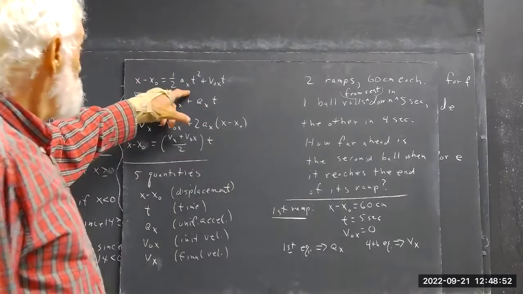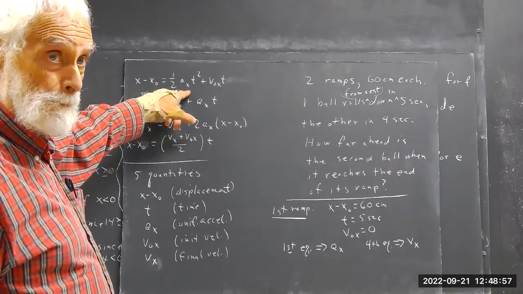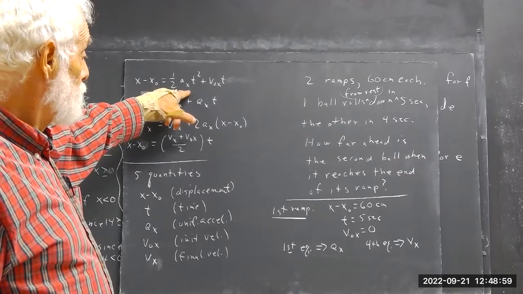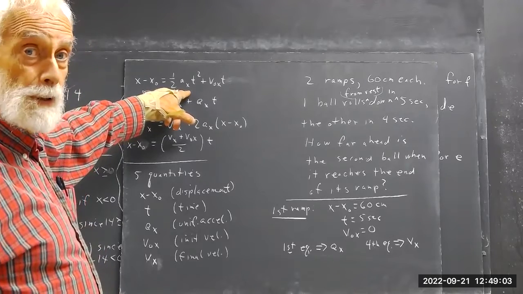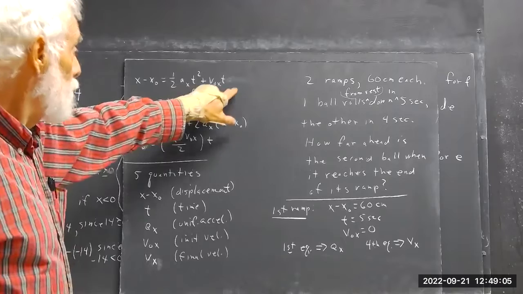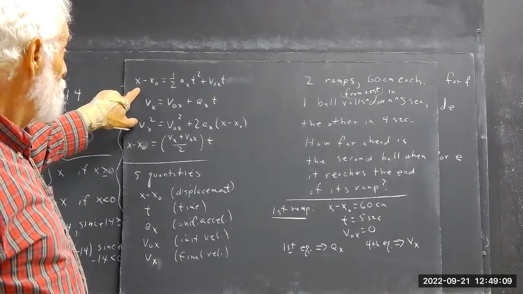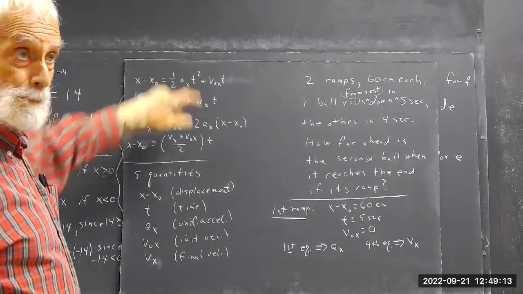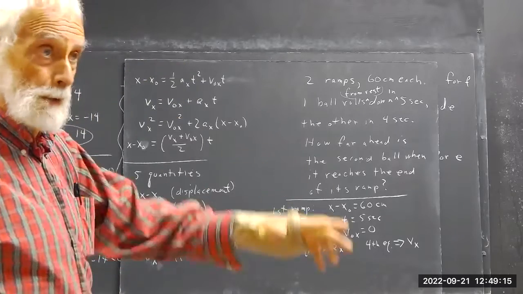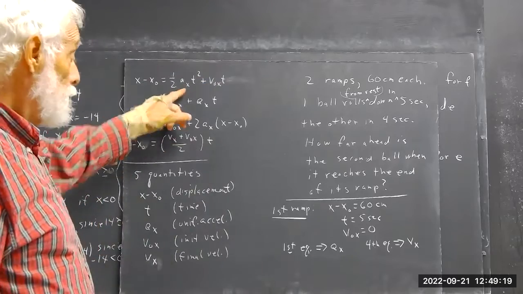Well, first of all, we solve this equation for ax. So solving this equation for ax, how do we solve it? Well, we subtract V naught t from both sides. Then we multiply by 2 over t squared. So I assume everybody can easily enough solve this equation for ax.